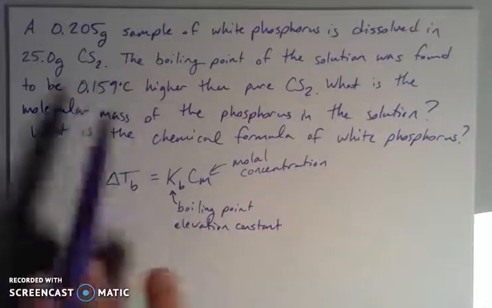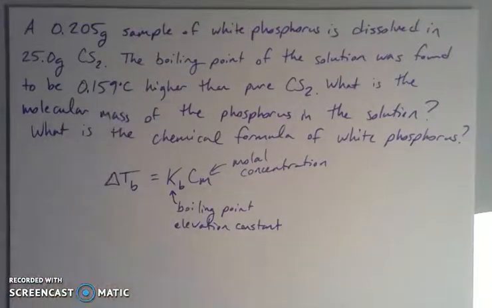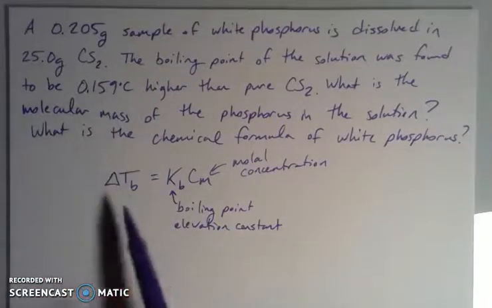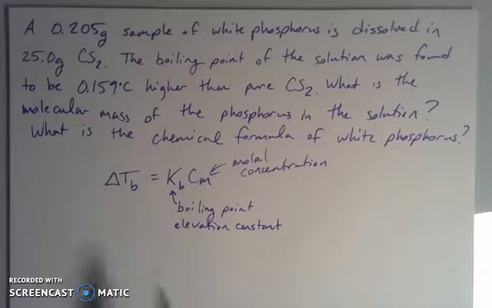The boiling point is found to be this much higher than the pure substance. So this is my delta T sub B here. This is by how much my boiling point is changing. And so it wants to know the molecular mass or the molar mass of the phosphorus in the solution. So I have grams again, so I need to know my number of moles.